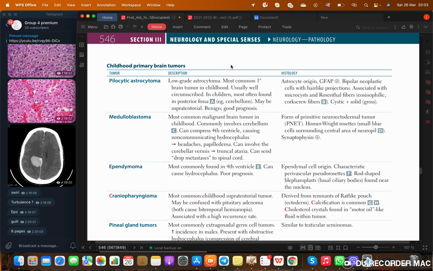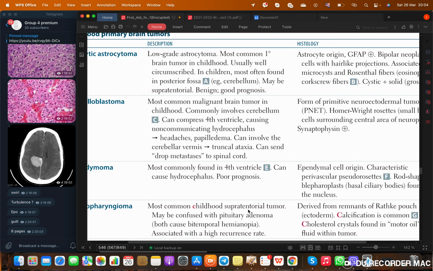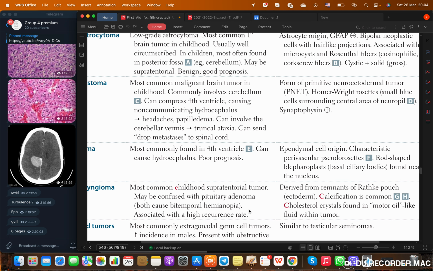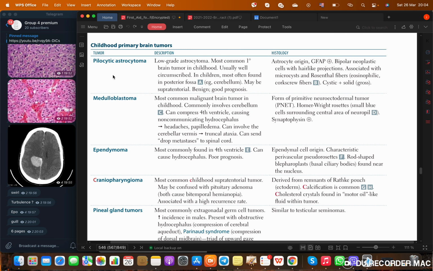Low-grade astrocytoma, the most common primary brain tumor in childhood, usually well circumscribed in children. Most often found in the posterior fossa at the cerebellum under the tentorium, but rarely can be supratentorial. But in general, it's rare to be not under the tentorium. It has a good prognosis. Pilocytic astrocytoma. The name is really useful. You will see why in a second.